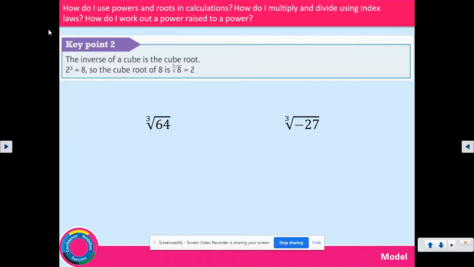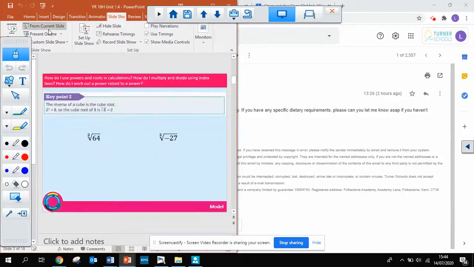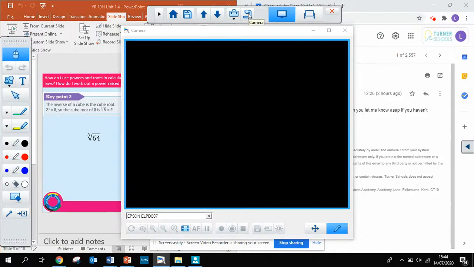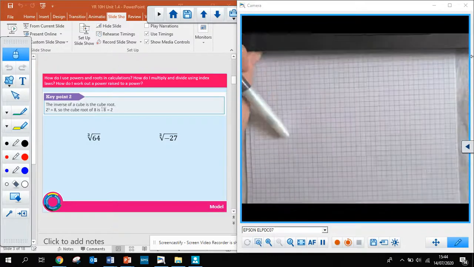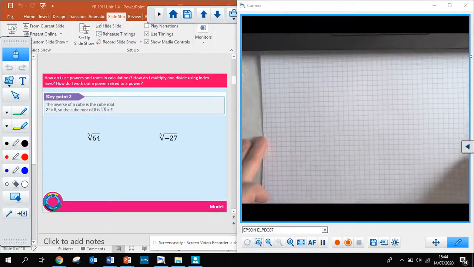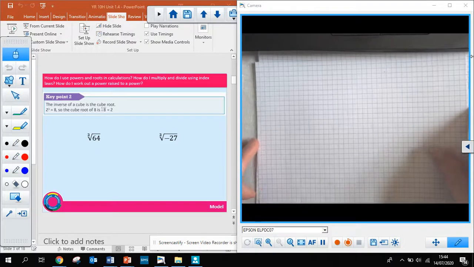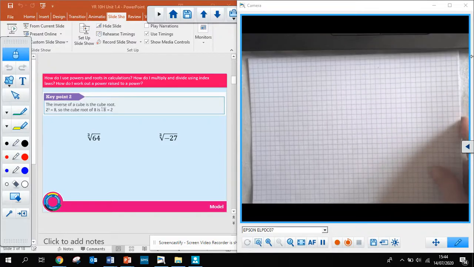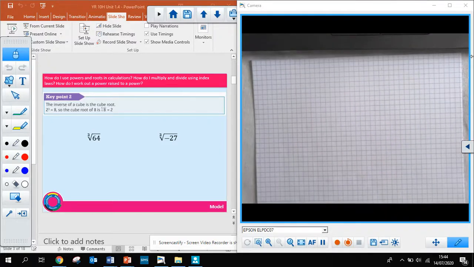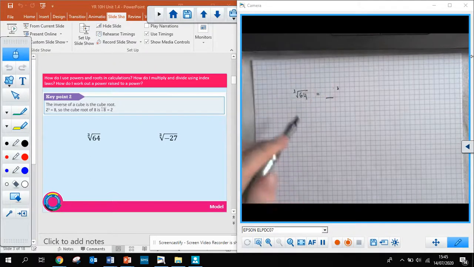Okay, so I'm going to look at those 2 examples there on the visualizer again. Just get a new piece of paper. So I'm looking for the inverse. What I'm looking for is the inverse to the cube of 64. So I'm saying to myself, what cubed gives me 64? That's how I'm going to find the inverse to that. So the cube root of 64, I'm going to say, well, something cubed gives me 64. So what is that something?